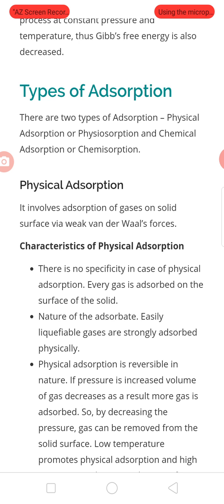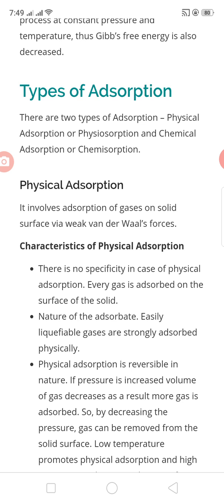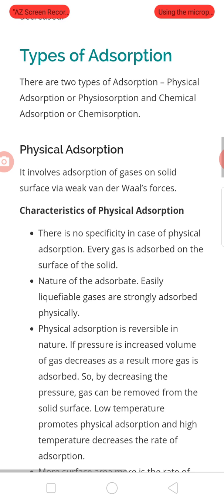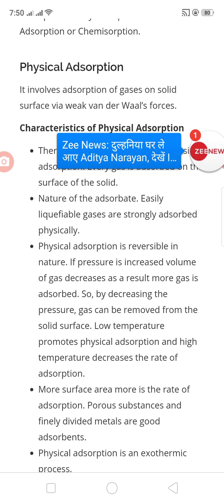Number two, nature of the adsorbate. Easily liquefiable gases are strongly adsorbed physically. Physical adsorption is a reversible phenomenon. If the pressure is increased and volume of the gas is decreased, as a result more gas is adsorbed. So by decreasing pressure, gases can be removed from the solid surface. Similarly, low temperature promotes physical adsorption and high temperature decreases the rate of physical adsorption.